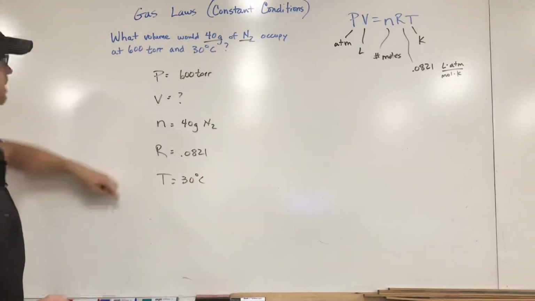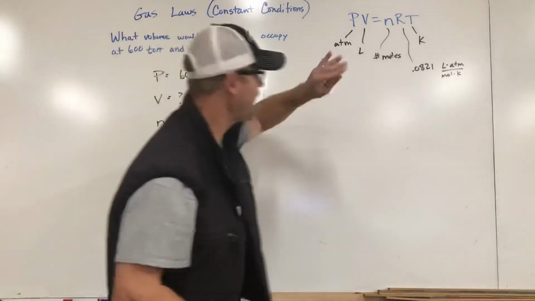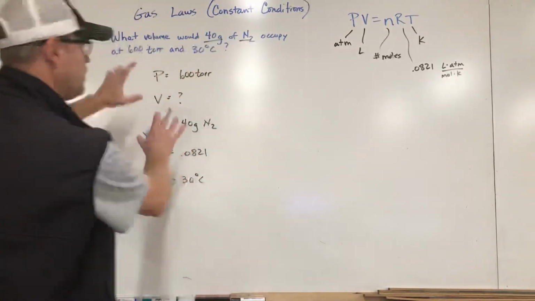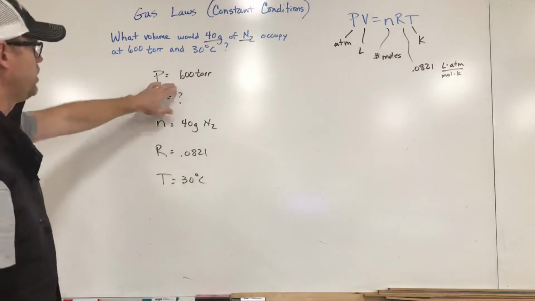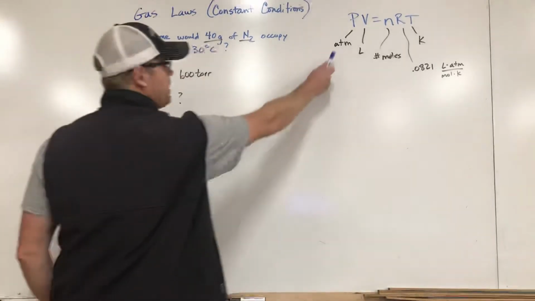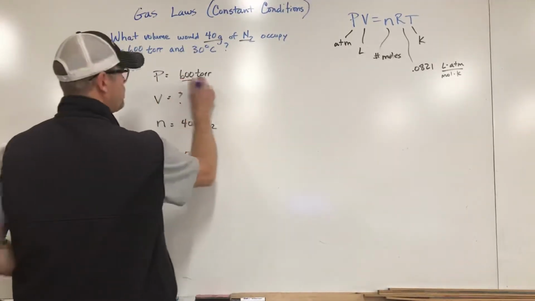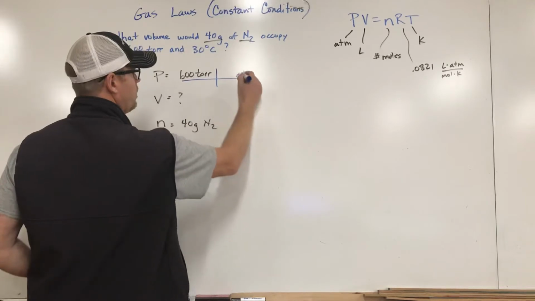Okay. So I got my list of measurements. They need to match these units. So I'm going to do a little work on this before I actually calculate anything. All right, let's take a look at pressure. It's in torr. It needs to be in atmospheres. So I'm going to do a pressure conversion from torr to atmospheres.